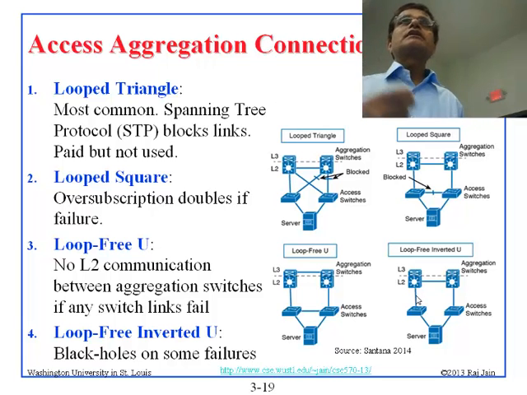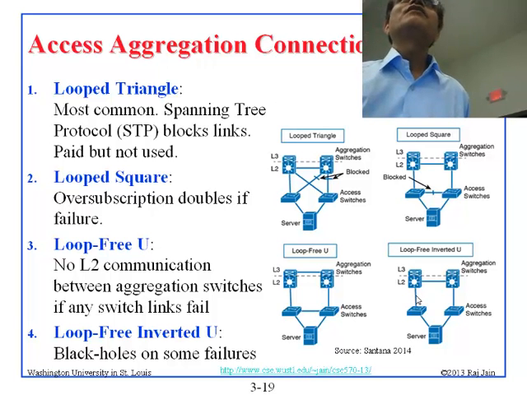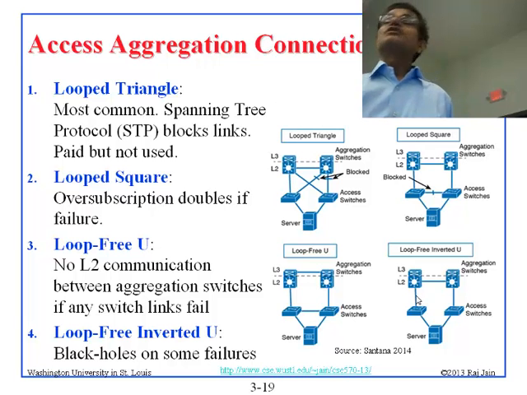We put maybe 40 1 gigabit links coming in, and then we generally have only one 10 gigabit link going out. How much oversubscription do we have? 4 times. We have 40 gigabit coming in and 10 gigabit going out. So the oversubscription is 4 to 1. We hope that not all 40 will be sending 1 gigabit at the same time. So that is called oversubscription. Now, all the links are oversubscribed.